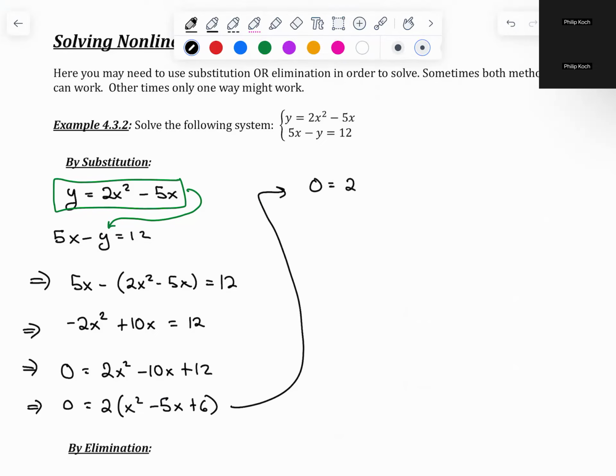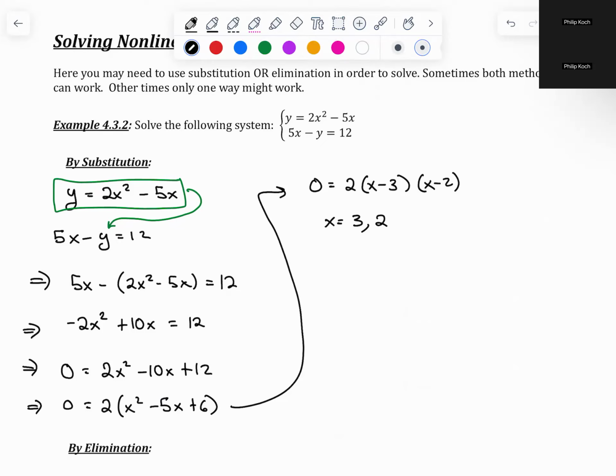So it's 0 equals 2 times (x minus 3) times (x minus 2), which gives us two solutions: x equals 3 and 2. Remember, it's a 2 there. So by the zero product rule, either 2 equals 0, which is ridiculous, or x minus 3 is equal to 0, which is where we get x equals 3, or x minus 2 is equal to 0, which is where we get the 2. So we don't get an x value of 0 because it's just a 2.